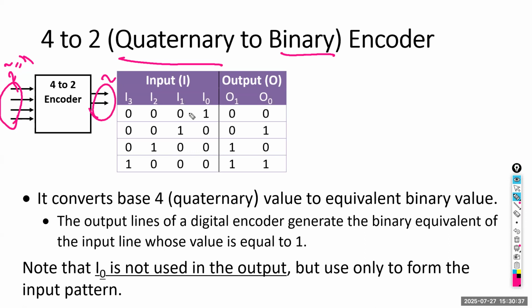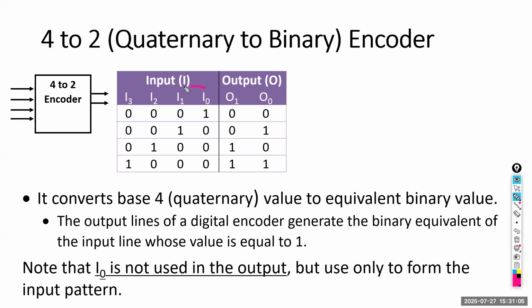So therefore, this is more than control. This is a processing circuit. Number conversion is processing rather than control. So you can convert a base 4 number to a base 2 number. Base 4 has only the digits 0, 1, 2, 3.